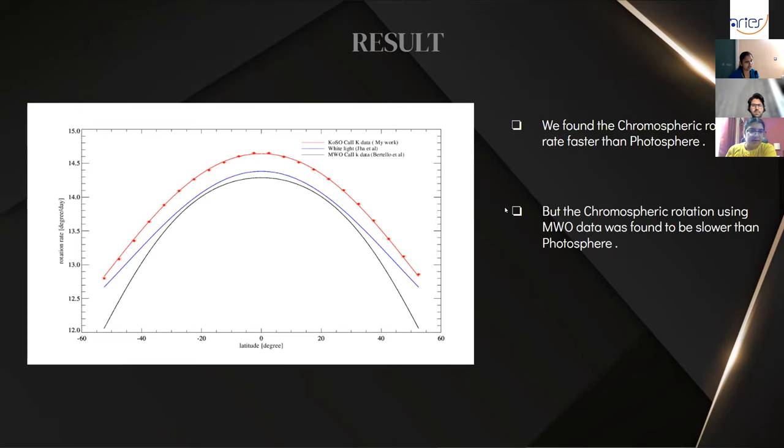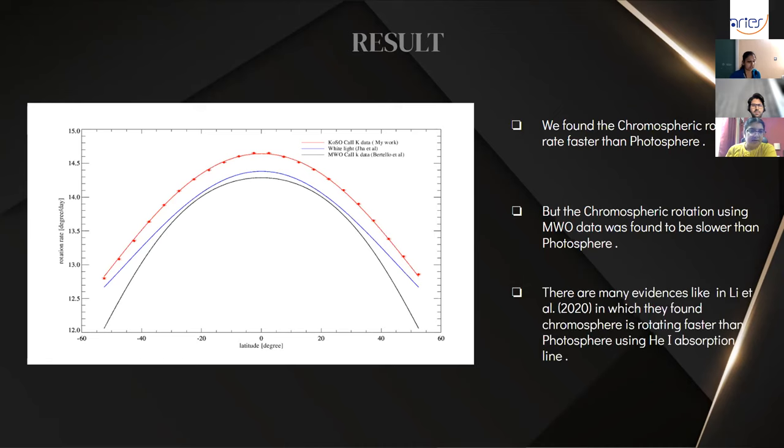But still, we are not confident about this result. In this situation, we cannot say whether this result is correct or not, and whether the chromosphere is rotating faster than the photosphere. The Bertello et al. result should match with this black curve. It should not go higher than this, because they have used a different observatory, but the same calcium K line data. But there is some evidence, like in the Lee et al. 2020 paper, they also found that the chromosphere is rotating faster than the photosphere using the helium 1 absorption line. But still, we cannot say whether this result is correct or not.